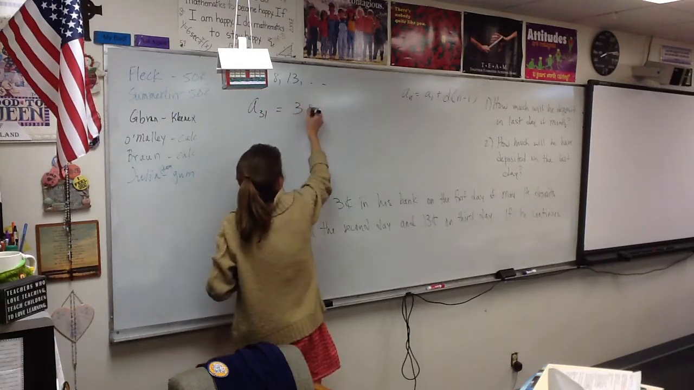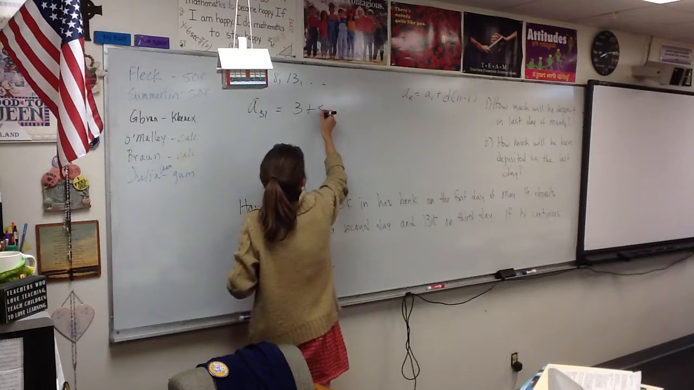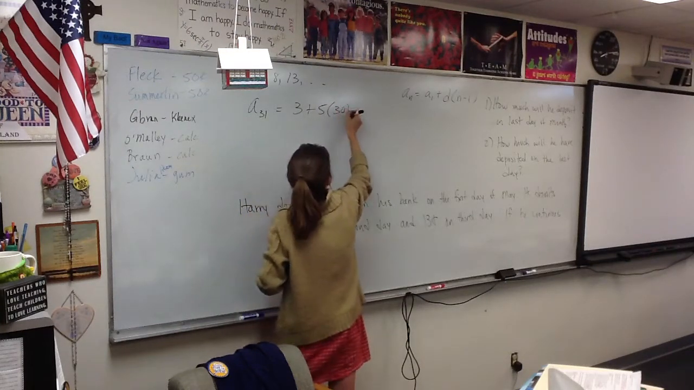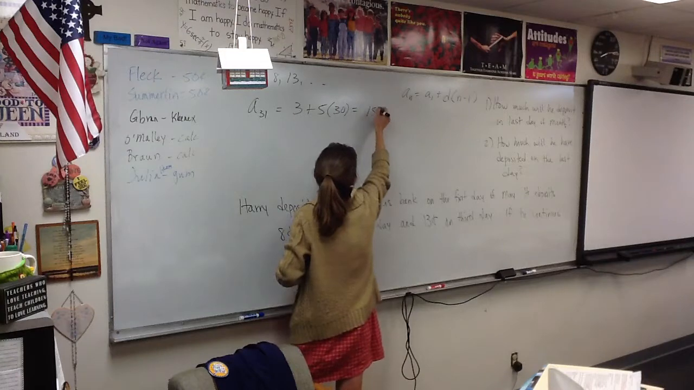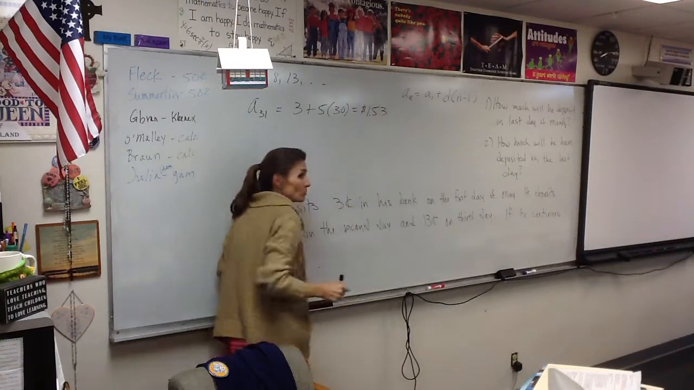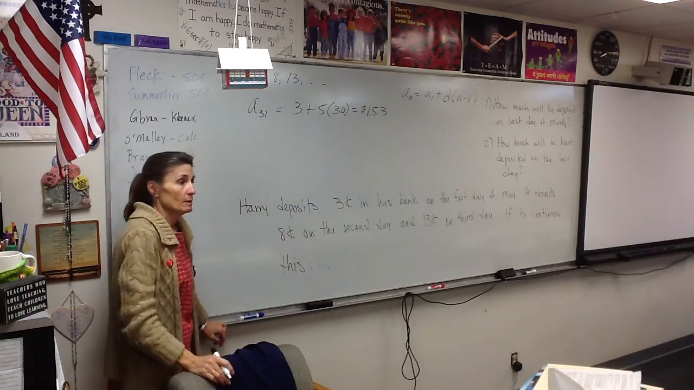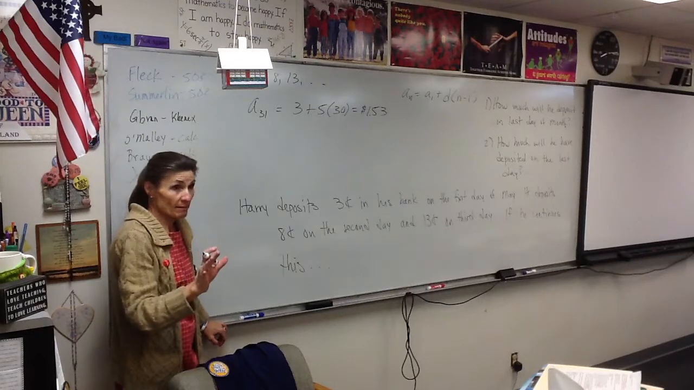So the first one is 3. What's my common difference? 5. N minus 1 would be 30. So he puts in 153 cents or $1.53 on the last day. Everybody okay with that? That's crazy.